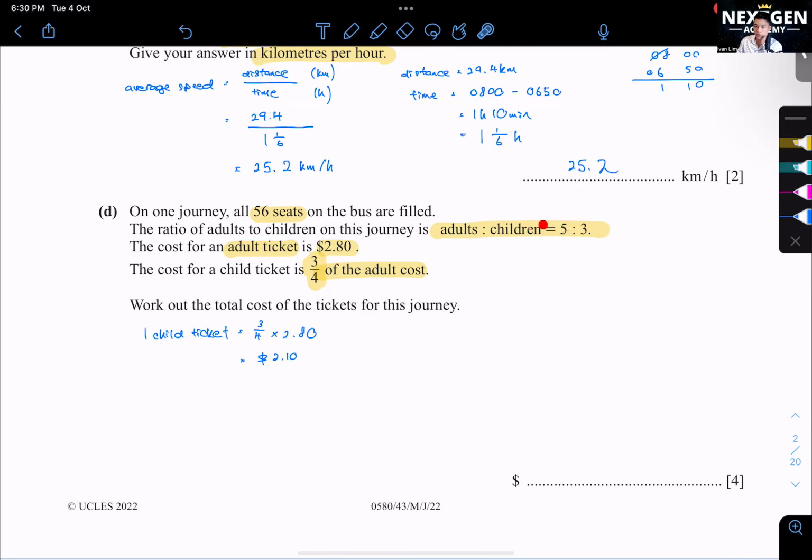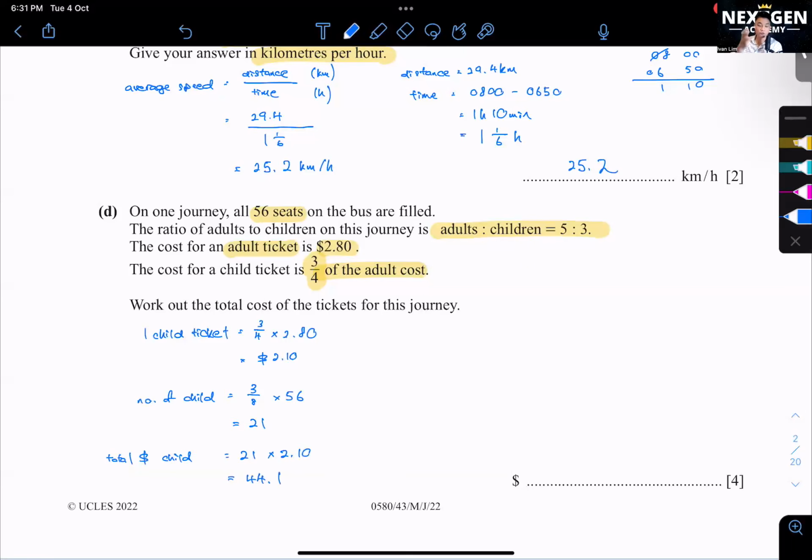So there are 5 to 3, right? So there are 8 parts of this. If you want to find how many children, you can either find one part first, or you can straight away use ratio. So number of children, we can just take 3/8 times 56. You get 21 children. So the total cost for the children will be 21 times 210, which equals 44.1.